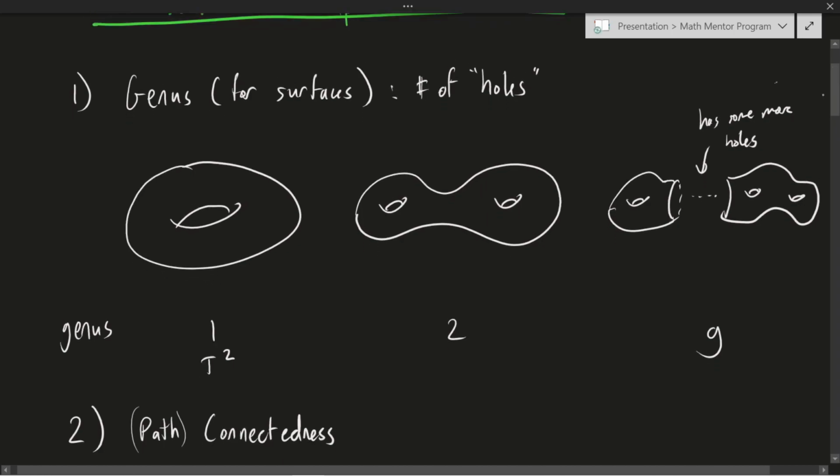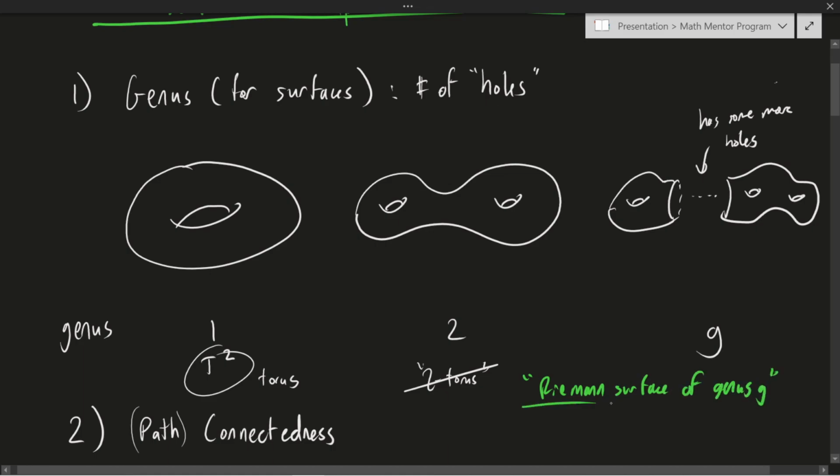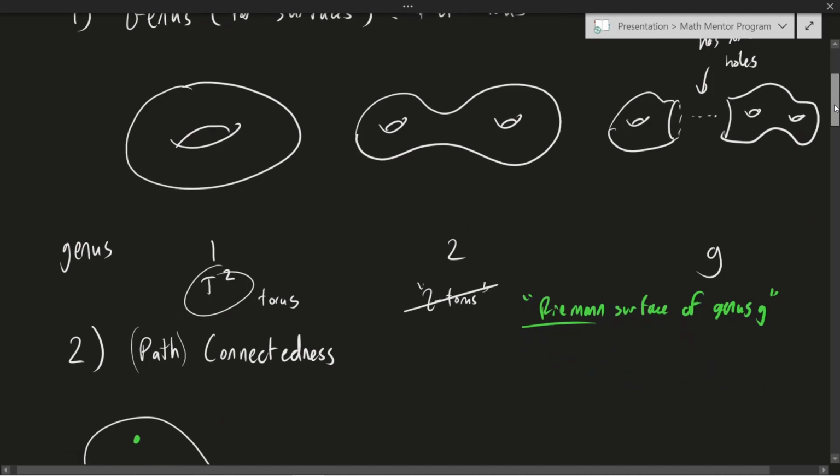Now, just be cautious here. Only this one here is called the torus. Okay, this is not the 2 torus. It is not the 3 torus if it has 3 holes. We just say the surface of genus G. Actually, sometimes to be super specific, we will say the Riemann surface of genus G. Okay? And the word Riemann in there is just able to capture the fact that it doesn't have any boundary and it's sort of smooth all over.